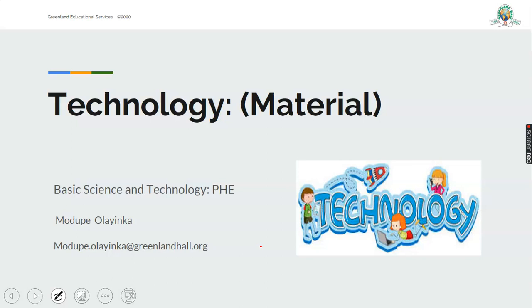This morning in Basic Science and Technology class, we'll be looking at Physical Health Education. BST, PHE. Like you know, BST has two aspects, PHE and Sciences. Now, this morning, we'll be looking at PHE. And the topic we'll be talking about this morning in PHE is Technology. That is the topic for today, Technology.